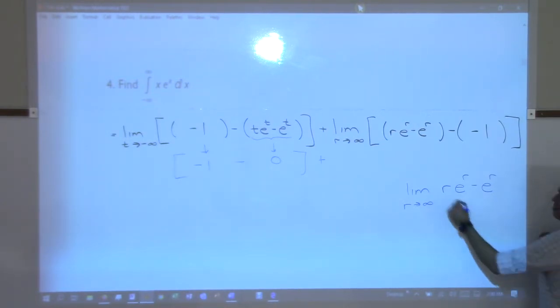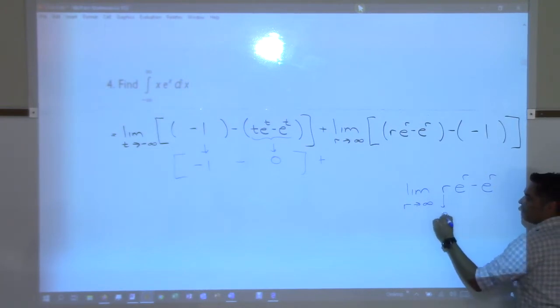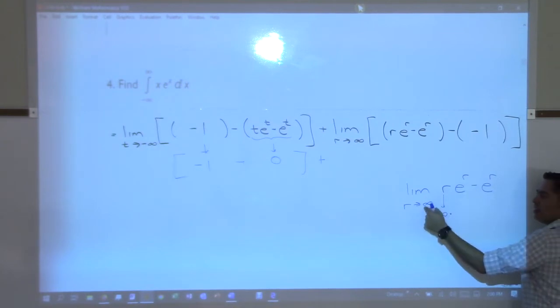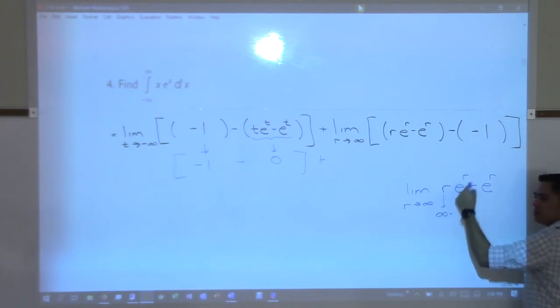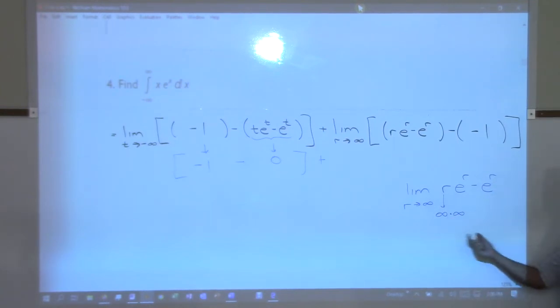So where does this go? Infinity times, now what does the e function do as you let r get big? What does the e function do as we move to the right? It gets bigger. So it's infinity here, not 0. So that's not a problem, is it? Infinity times infinity is infinity. But here's the problem: minus infinity. So infinity minus infinity is not 0.